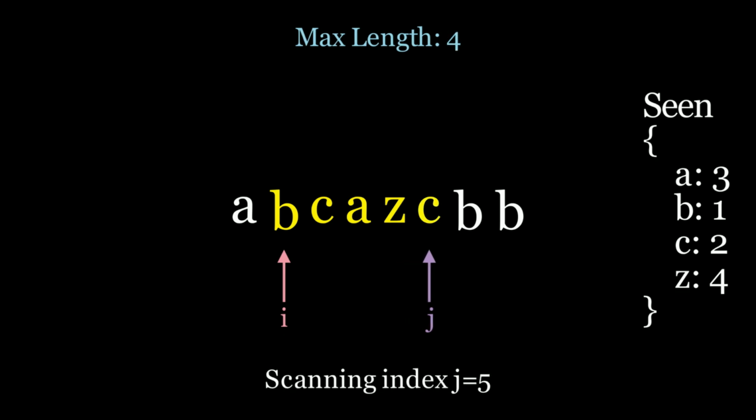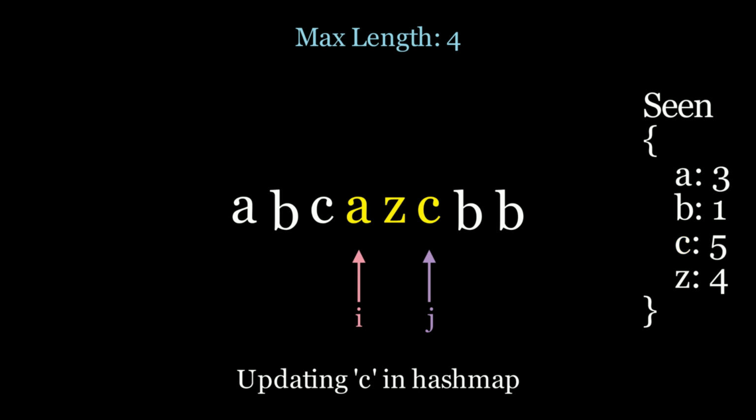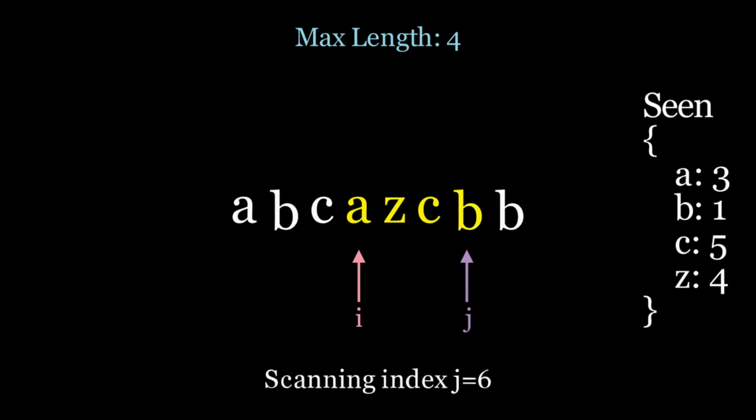Okay, let's move along to c. Have we seen a c before? Yes, we have, right? We have seen a c at index 2. And so once again, we need to move the i pointer. Where do we move the i pointer? Well, one element past the last time we saw c, right? And now we're valid again. We have distinct characters. So let's update c in the hash map. The last time we saw c now was at index 5. And let's update our max length, but in this case the window is 3. 4 is greater than 3, so we have no change.